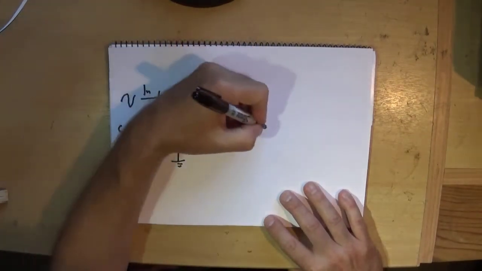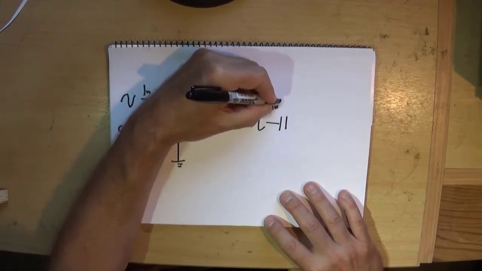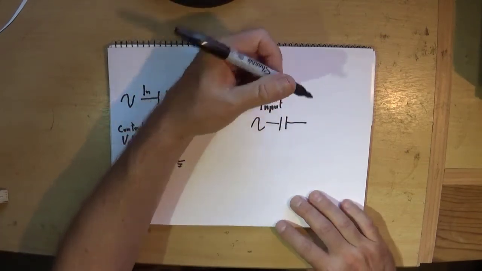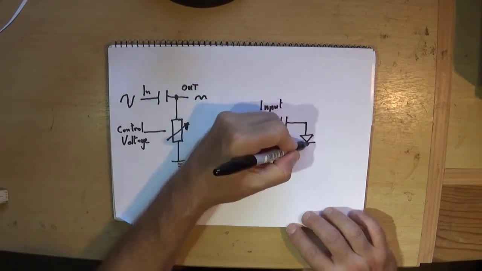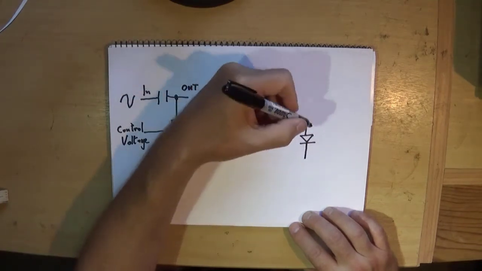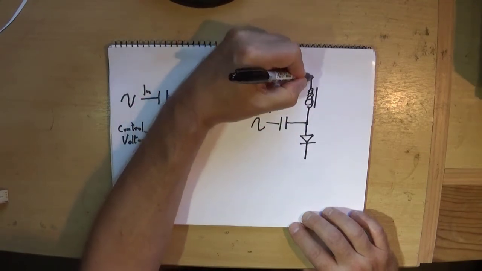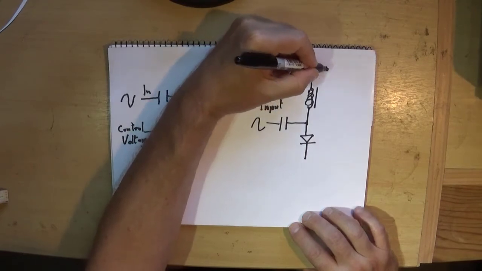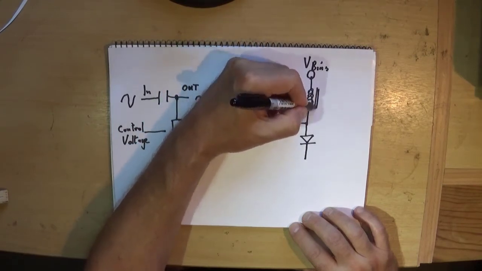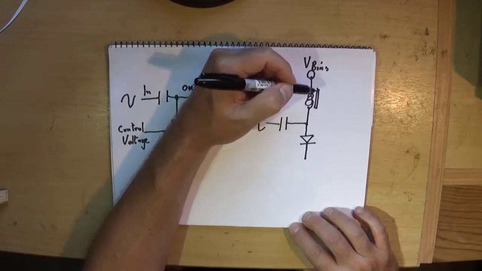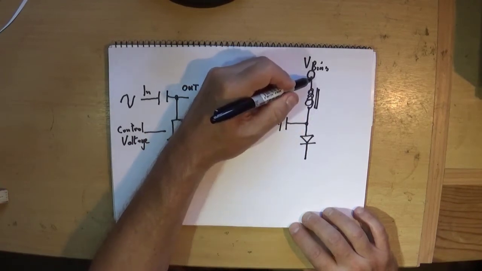We still have our input going into our capacitor, but that goes into a diode, and that diode is forward biased by a DC voltage, and we are putting an inductor here, so there is no AC path between here and the DC bias voltage.